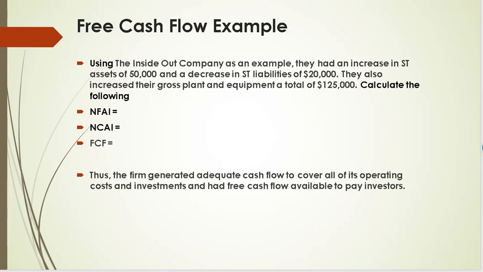So what is the free cash flow of the company? The operating cash flow was 325. 170,000 was the increase in fixed assets, and 30,000 was the increase in current assets. So we end up with $125,000 as the free cash flow of the company. So this company has generated more cash this year than they really needed.